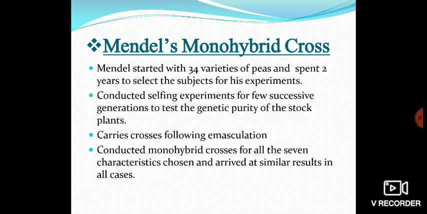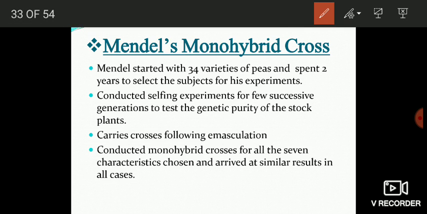Now the Mendel's monohybrid cross, the details of the cross which Mendel performed. Mendel started with 34 varieties of peas and spent 2 years to select the experimental plants for his experiments. He conducted selfing experiments for a few successive generations to test the genetic purity of the stock plants. He carried out the crosses after performing the emasculation.